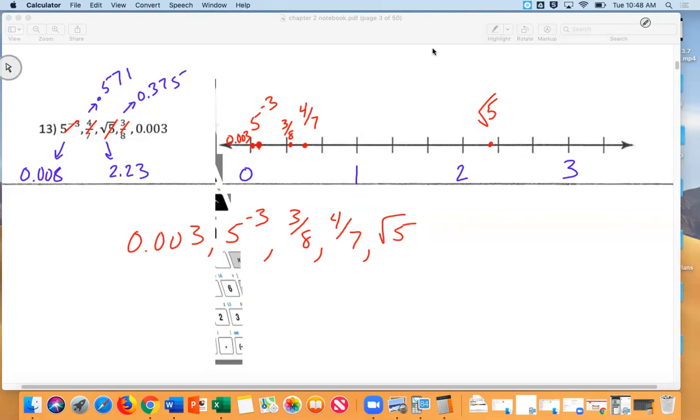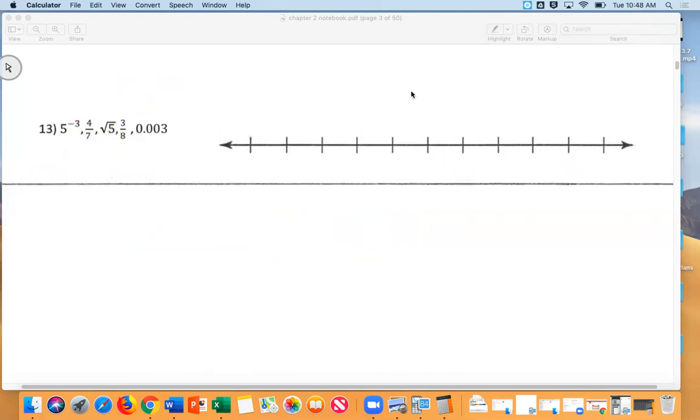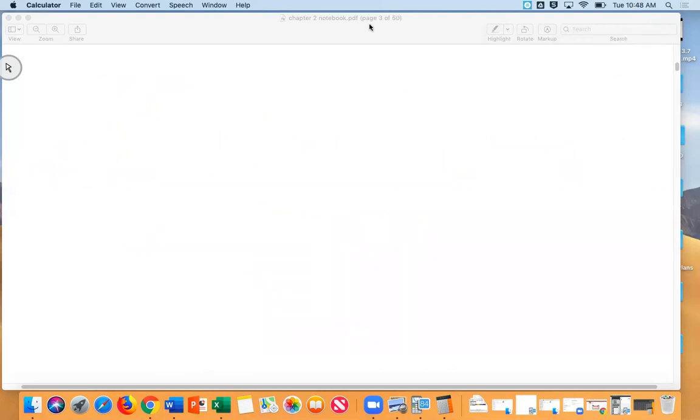Notice a lot of this stuff is based upon prep work, okay? And that's it for the first section here in inequalities.